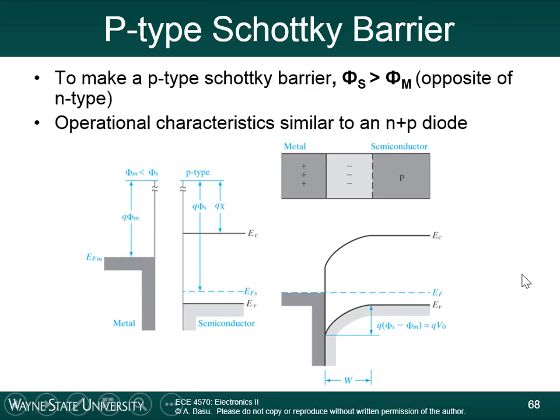So I would encourage you to draw out these energy band diagrams for the p-type Schottky barrier on your own, just like we did with the n-type, step by step, so that you're comfortable with how to do this. And also, we'll have some problems on these types of things in the homework set.